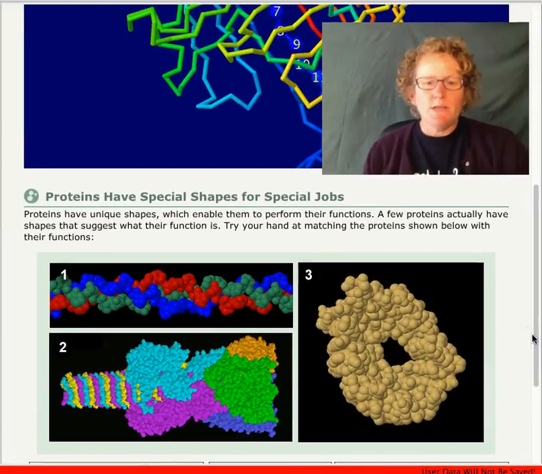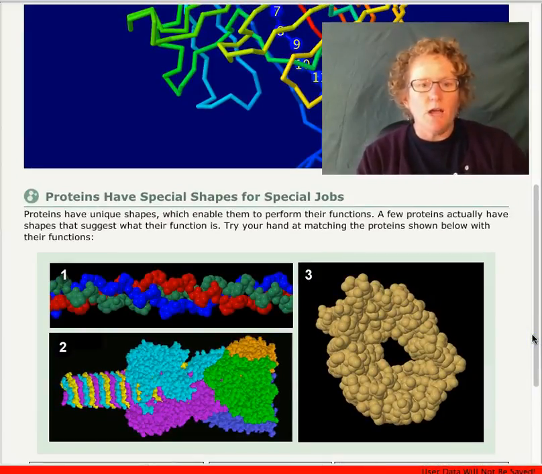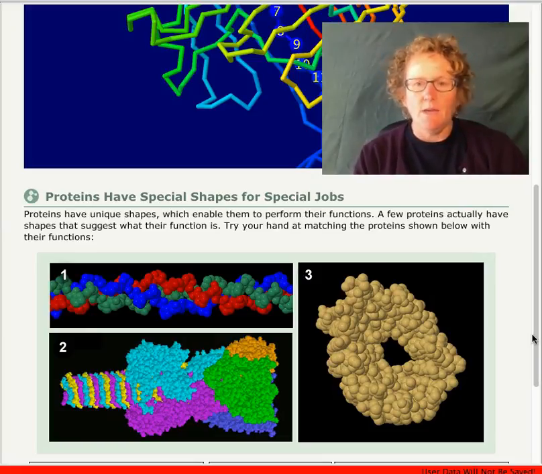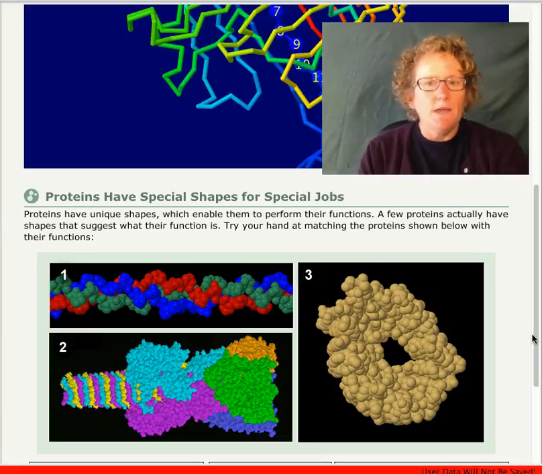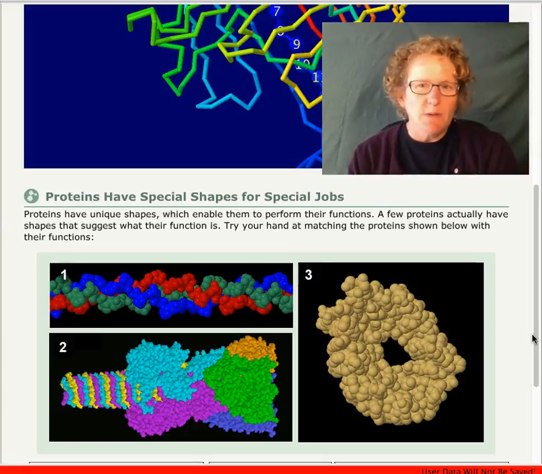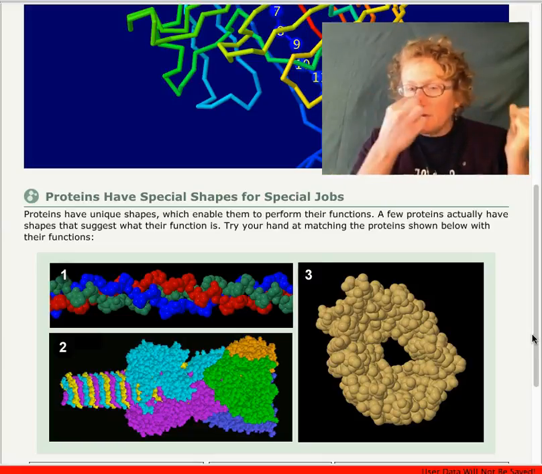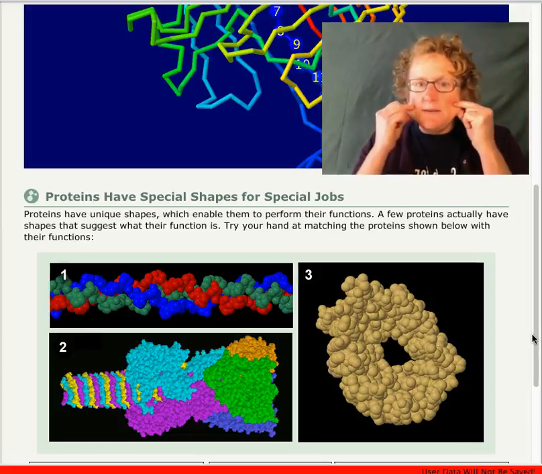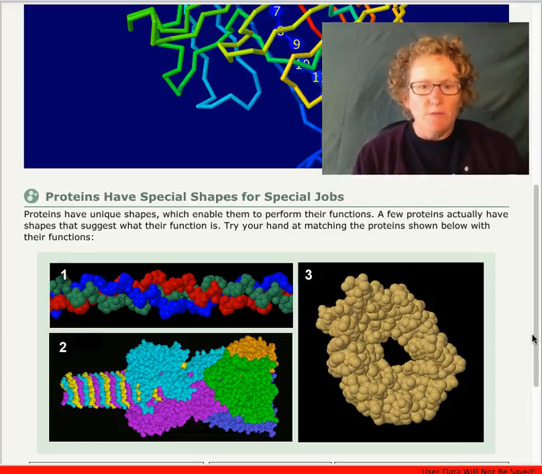So proteins have shapes according to their jobs. Which one do you think forms a cable? I'll give you a hint. It's the one that provides a lot of structural stability in your body. Your ears, your nose, your skin has a lot of this cable-y protein that's very supportive.